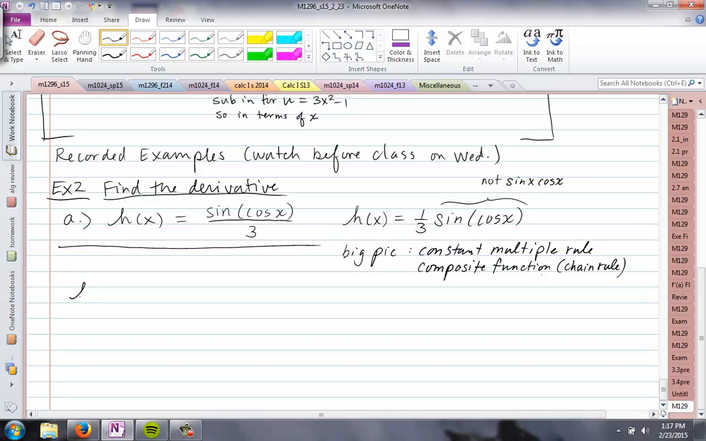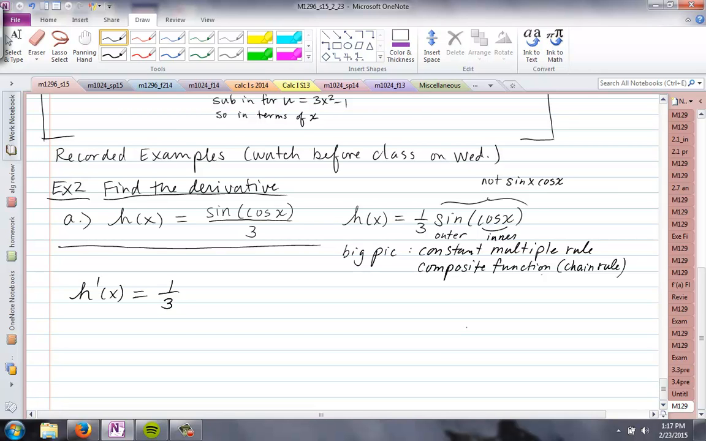So now let's go ahead and take this derivative. I'm going to indicate that with the prime notation, h prime of x, and then the constant multiple rule, we have 1/3 out front. And now we need to identify the inner and the outer function. So the sine is the outer function, and the cosine of x is the inner in this case.